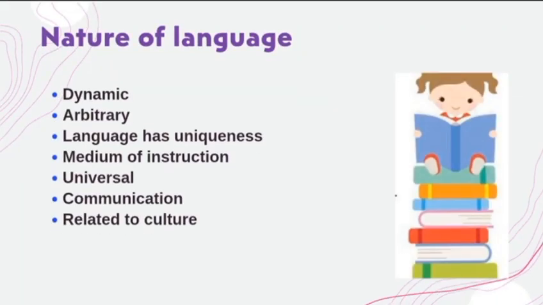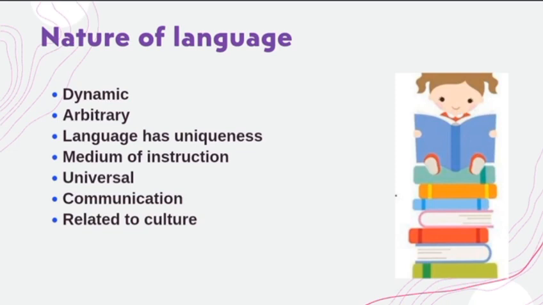Then nature of language. First point is dynamic. Language is dynamic, constantly evolving with time and societal changes. Second point is arbitrary. It is arbitrary, with no inherent connection between words and their meaning. Third point is language has uniqueness. Language possesses uniqueness, offering distinct sound and structure across different cultures.